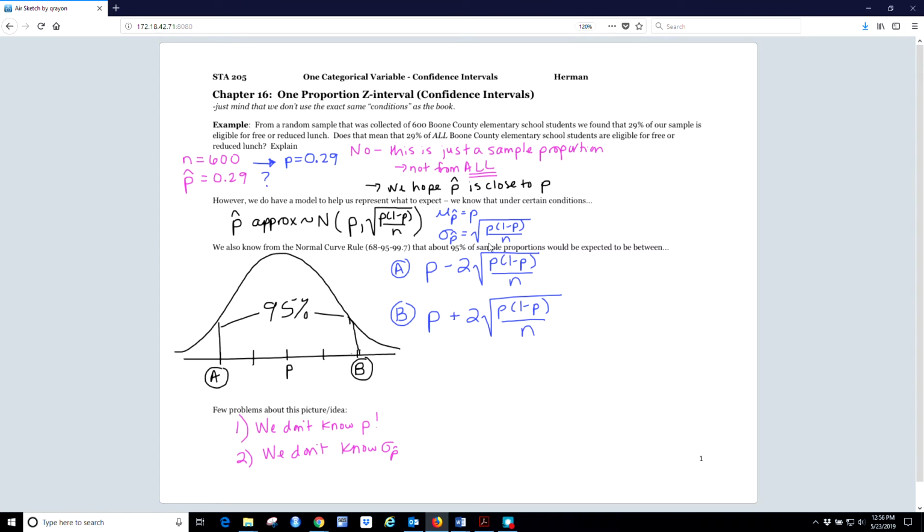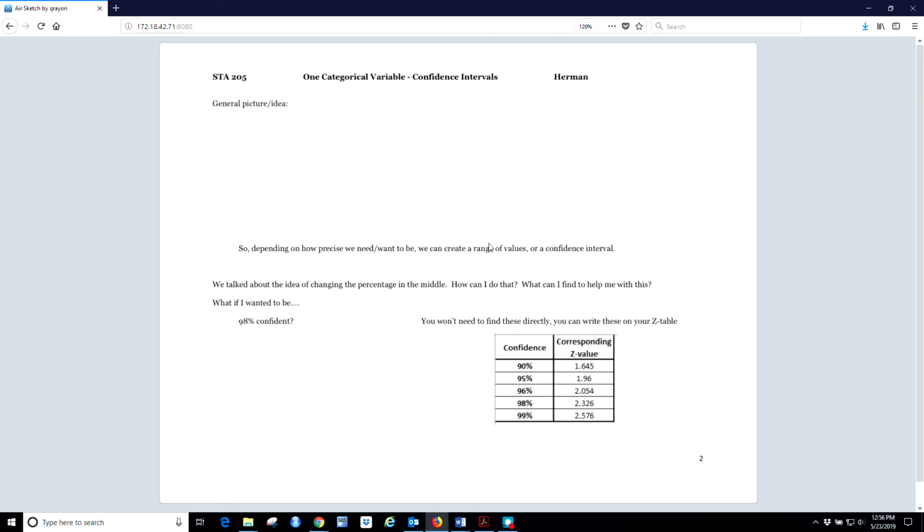Right, so we don't know that standard deviation. So what are we going to be able to do about that? Well, let's talk about a general picture to see if the idea could make sense here for us. So again, if I'm drawing that distribution, we know it's centered at P.